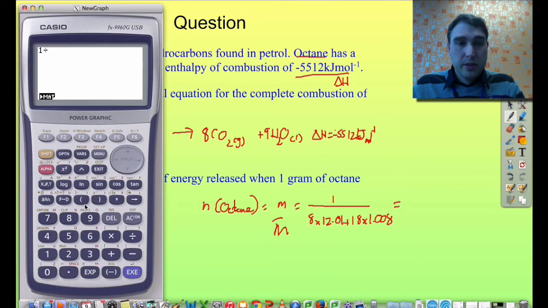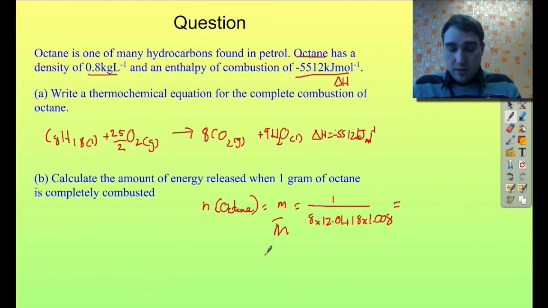1 divided by, put it all in brackets, 8 times 12.01 plus 18 times 1.008. I get 8.75 times 10 to the minus 3. So I'll put that down here. 8.75 times 10 to the minus 3 moles.